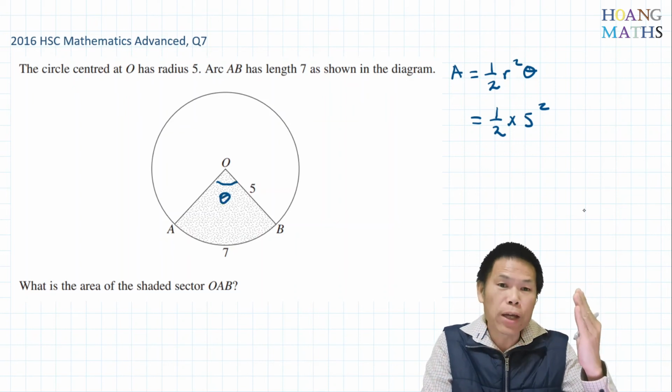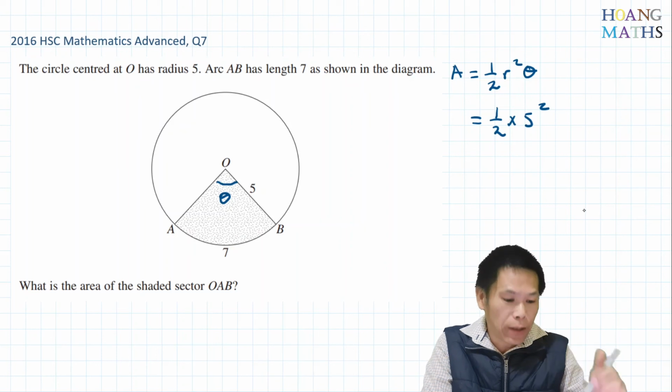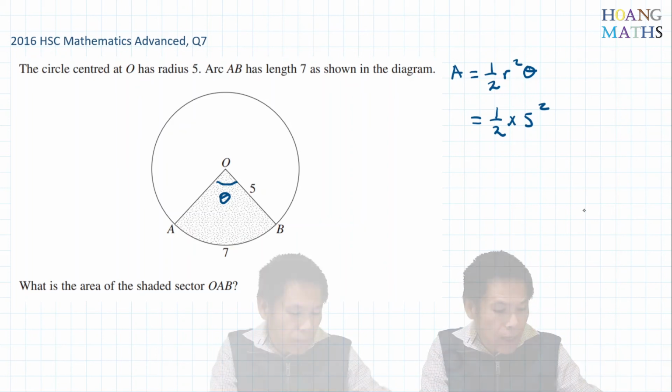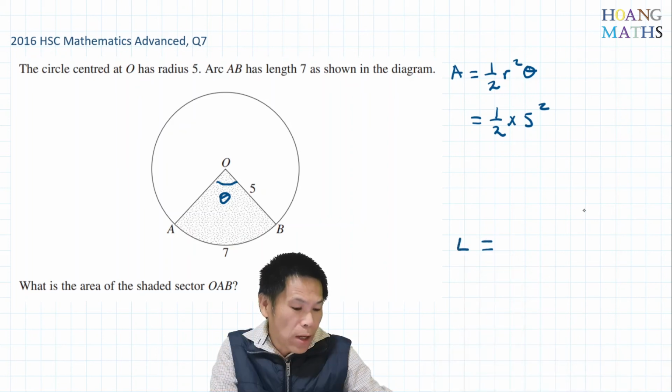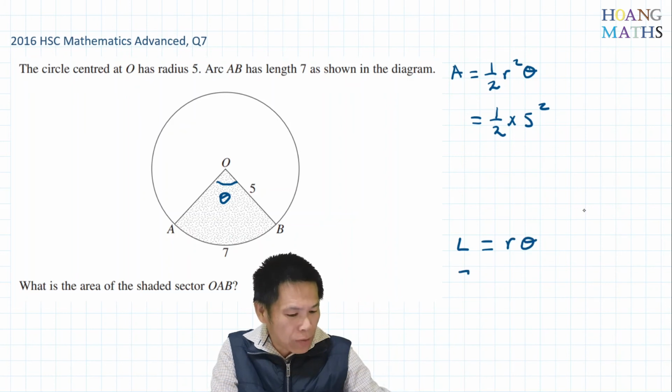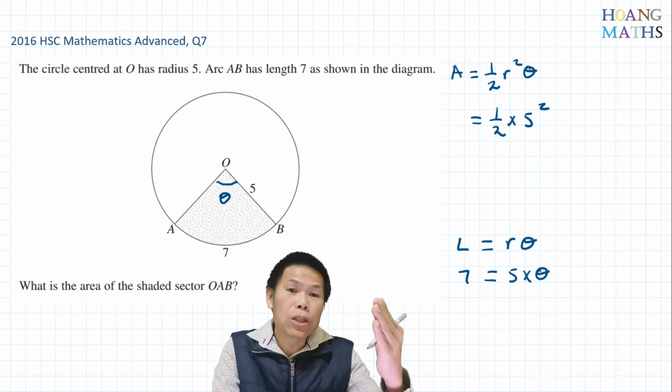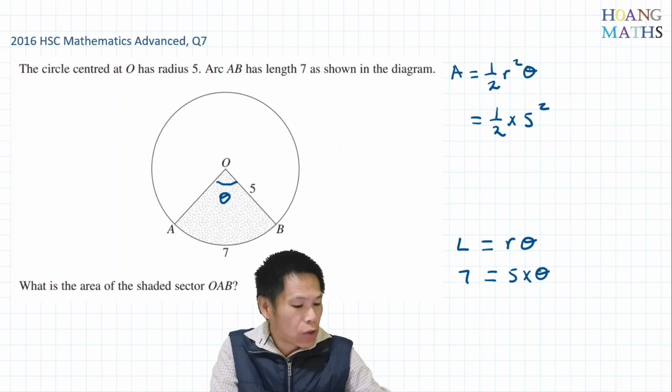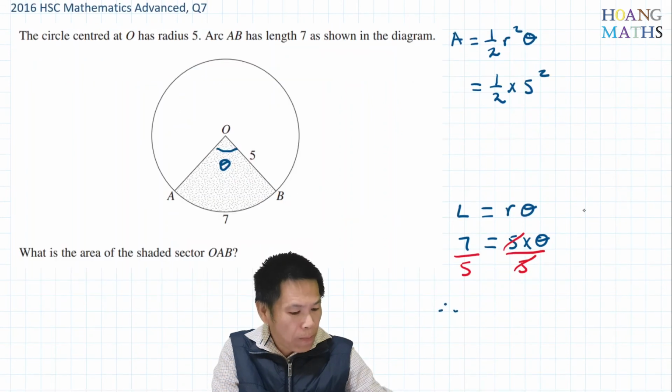But then we know the arc length of this is 7. And we know that the arc length L is equal to r theta. So the arc length is 7, I just write this down, and the radius is 5, which is times by angle theta. Now I just solve the equation. So I divide this by 5, I divide this by 5, so this cancels out. So therefore, the angle theta is equal to 7 over 5.